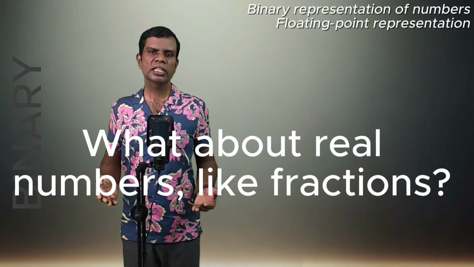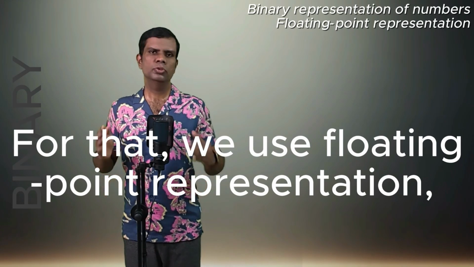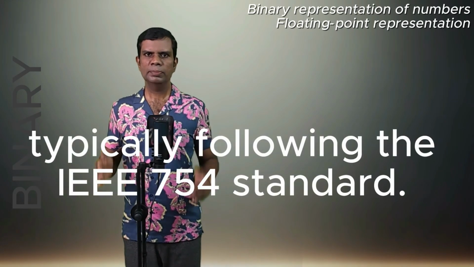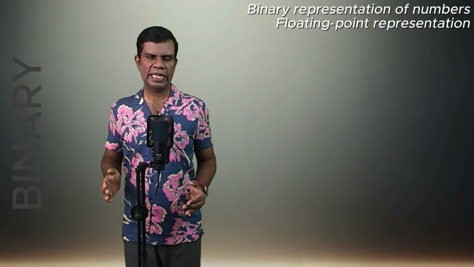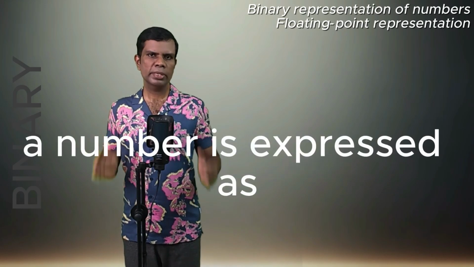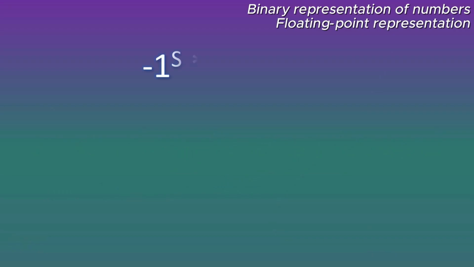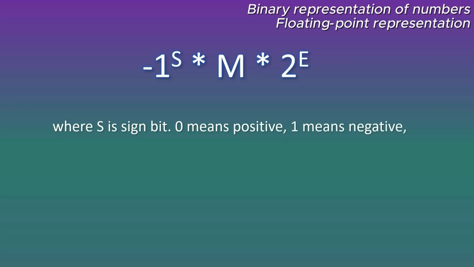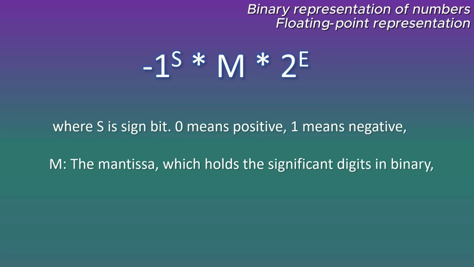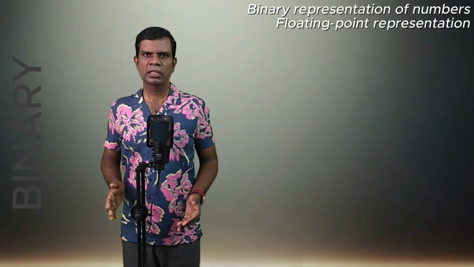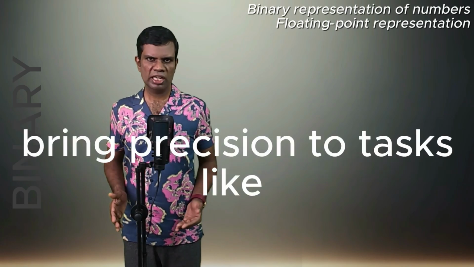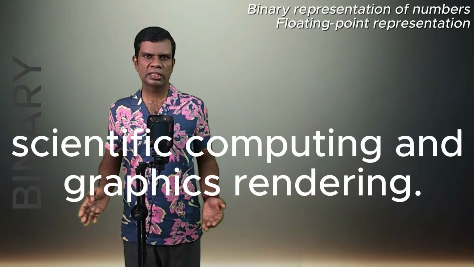What about real numbers like fractions? For that, we use floating point representation, typically following the IEEE 754 standard. In this system, a number is expressed as minus 1 raised to s, times m, times 2 raised to e, where s is the sign bit, 0 means positive, 1 means negative, m is the mantissa which holds the significant digits in binary, and e is the exponent which scales the number. Floating point numbers bring precision to tasks like scientific computing and graphics rendering.